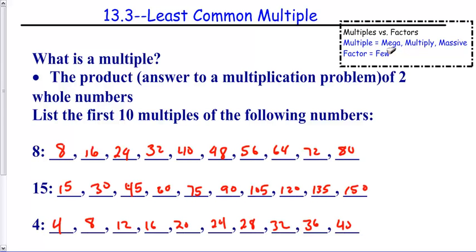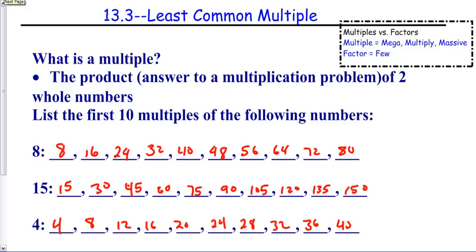Multiples go on forever. Factors stop. There's an exact number of factors, for every number has an exact number of factors. Multiples, like I said, go on forever. So think of it this way: the smallest multiple of 8 is 8. The largest factor of 8 is 8. So that kind of sums it up right there for you.